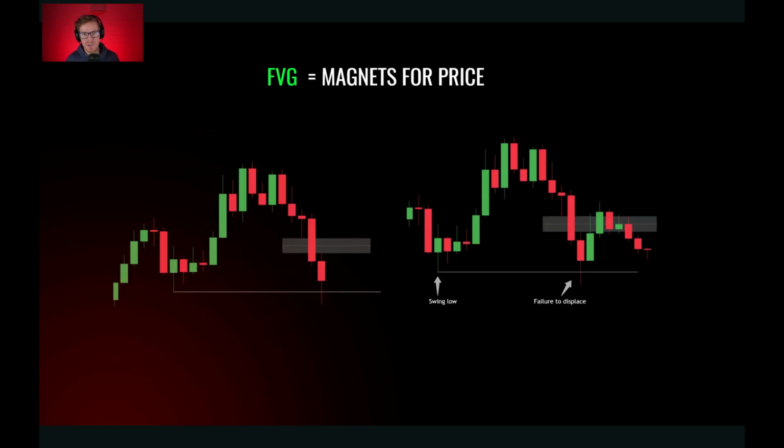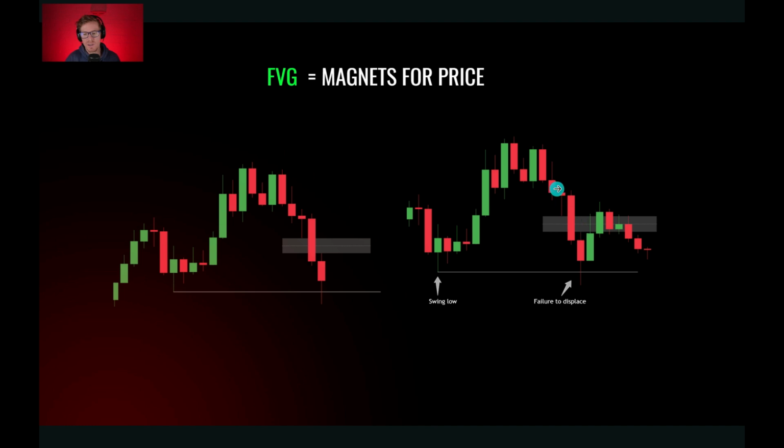Fair value gaps are magnets for price. They like to pull price towards them, and they are excellent places to either enter or set as targets. You can see in this example over here, price breaks down, it creates a fair value gap. So we mark out that fair value gap, and that becomes an area of interest that we look to take a trade from when price comes back to that region.